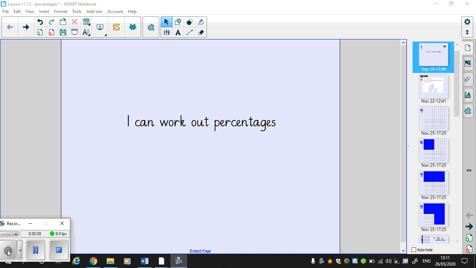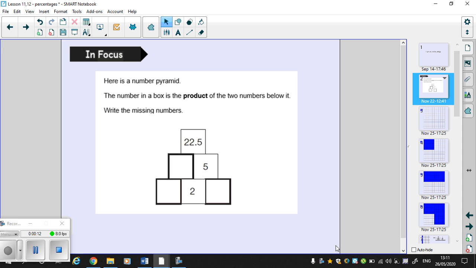To start off today, we have a little warm-up. So have a look at this question. Here is a number pyramid. The number in the box is the product of the two numbers below it. Write the missing number. Remember, product means when you multiply two numbers together.